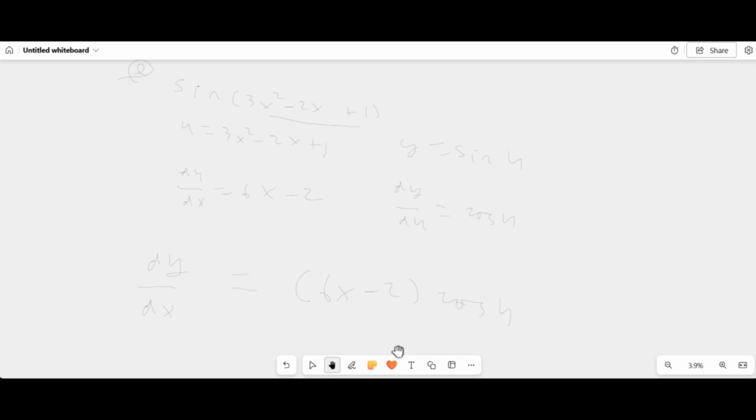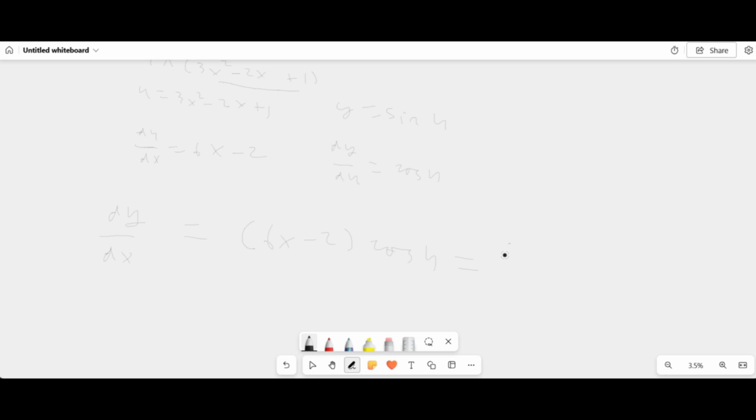So obviously u is going to get turned into something else, so we need to do that right now. U is going to get turned into 3x squared minus 2x plus 1. So cos of 3x squared minus 2x plus 1. Okay, and that's the final answer.